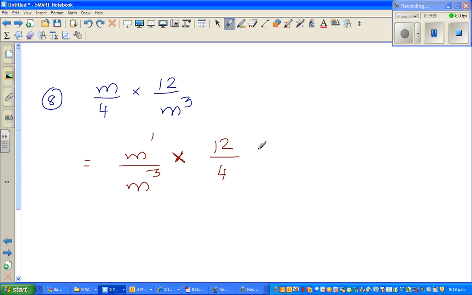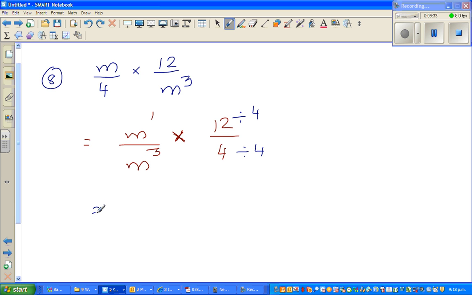Okay. Now here, you can divide both of them by which number? What goes into 12 and 4? Well, 4 goes into 12 and 4 goes into 4. So this becomes, and here there's a rule, this is a greater power and this is a smaller power, because this comes down and gets subtracted. So you write 1 over m to the power 3 minus 1, times 12 divided by 4 is 3 over 1. Now you may think, where did this 1 come from?